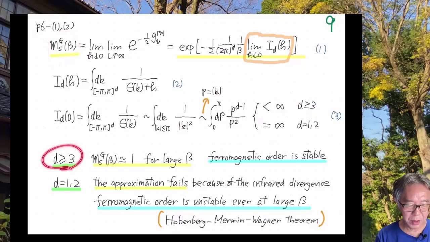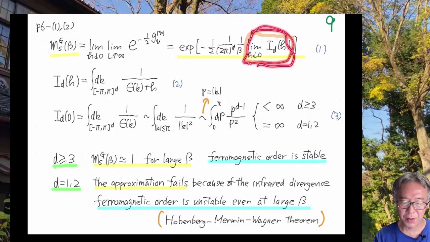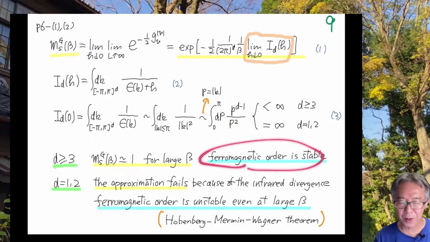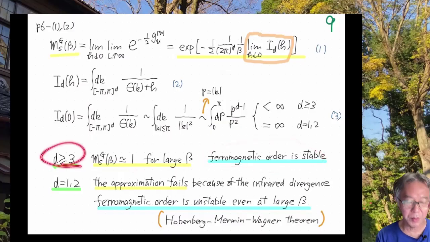Okay, so let's look at the behavior of spontaneous magnetization. Suppose that d is greater than or equal to 3, and then we know that this part is finite. I don't know the value, but this is anyway finite. And then this tells you that for very, very large beta, this is basically 0, and the spontaneous magnetization is very close to 1. Spontaneous magnetization is exactly equal to 1 at 0 temperature. So this tells you that spontaneous magnetization takes a value close to the ground state for very large beta. This is very natural, and this suggests that the ferromagnetic order is stable in these dimensions.